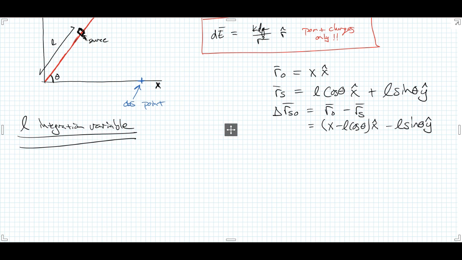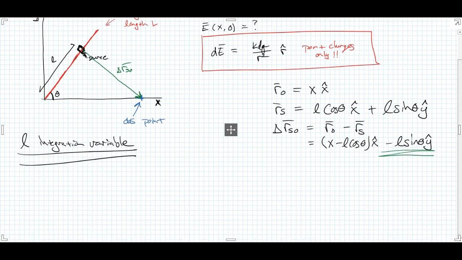Which looks like this. So physically I know that this vector that I have drawn here corresponds to the vector that goes from the source charge and points to the observation point. Right, so this is delta R, source to observation point. And just by looking at that, I can tell that the y component should be negative, and I have a negative y component here. And I know that the x component is going to be positive in the case that I have drawn here.